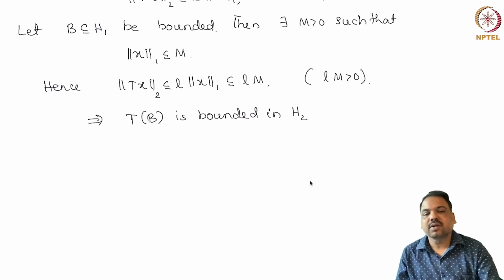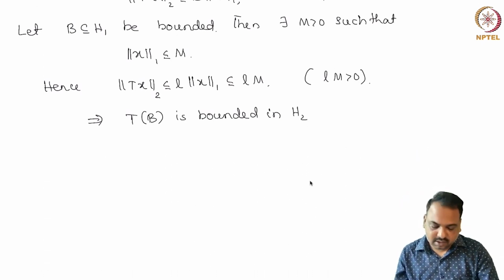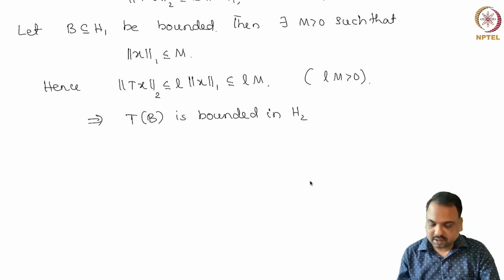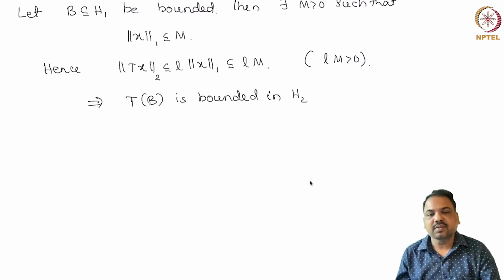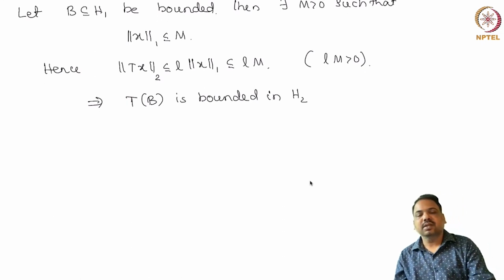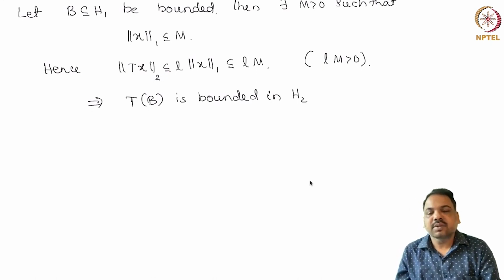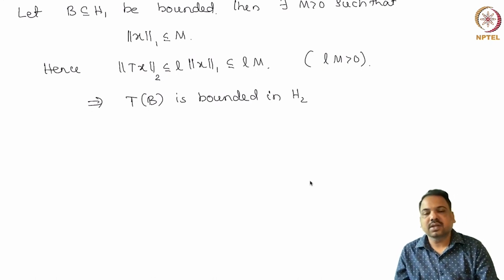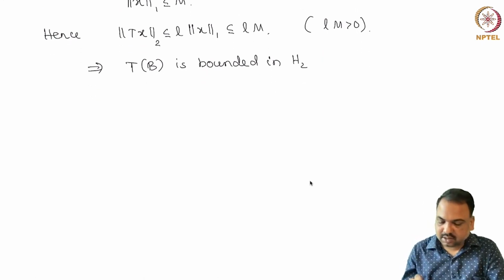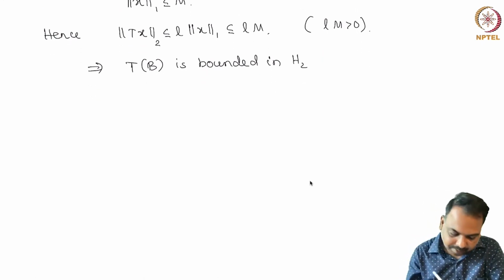So the conclusion is the following: whenever T is a bounded linear map, then there exists a constant L such that norm Tx is less than or equal to L times norm x. So this is a characterization of a bounded linear map. In fact, we can show that this boundedness property is equivalent to the continuity of the linear map. So here we state that as a theorem.